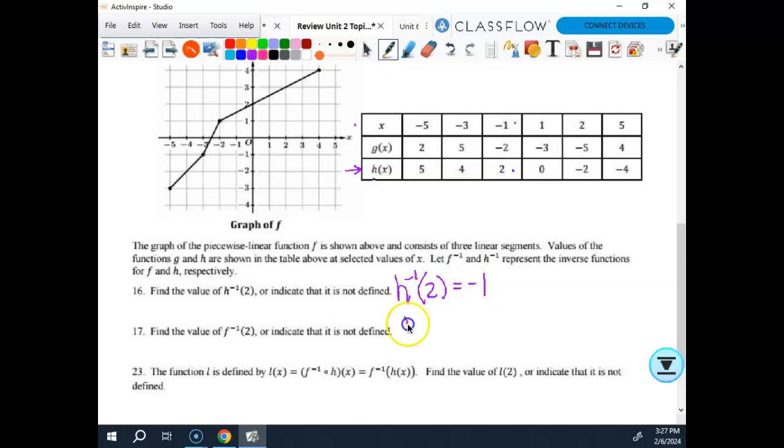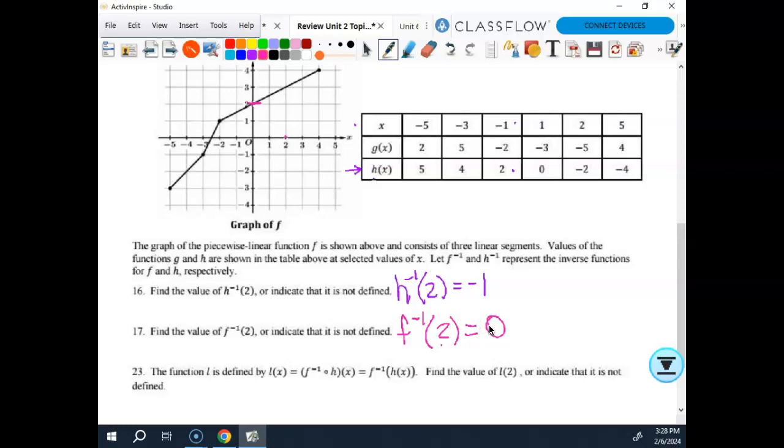f inverse of 2, so that's coming from the graph. Instead of going to 2 on the x, which is usually our input, I want the inverse. So that means I look at the y value of 2, figure out what my x value is, which in this case is 0.